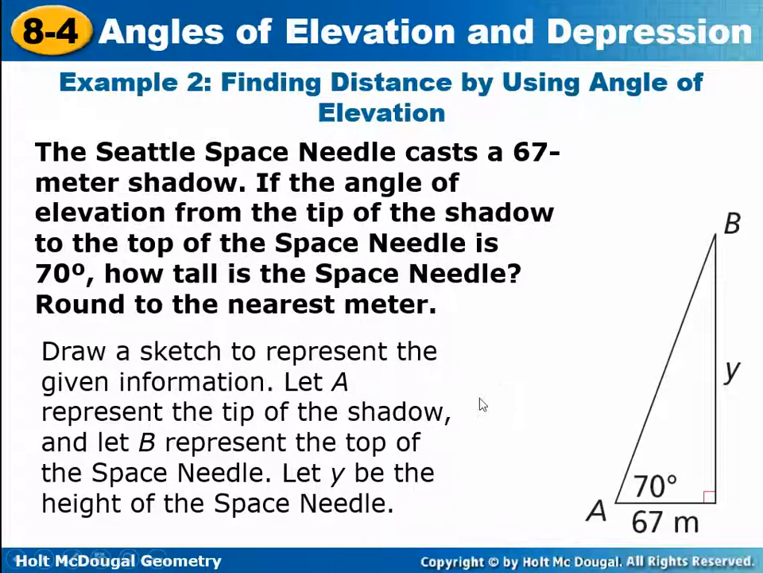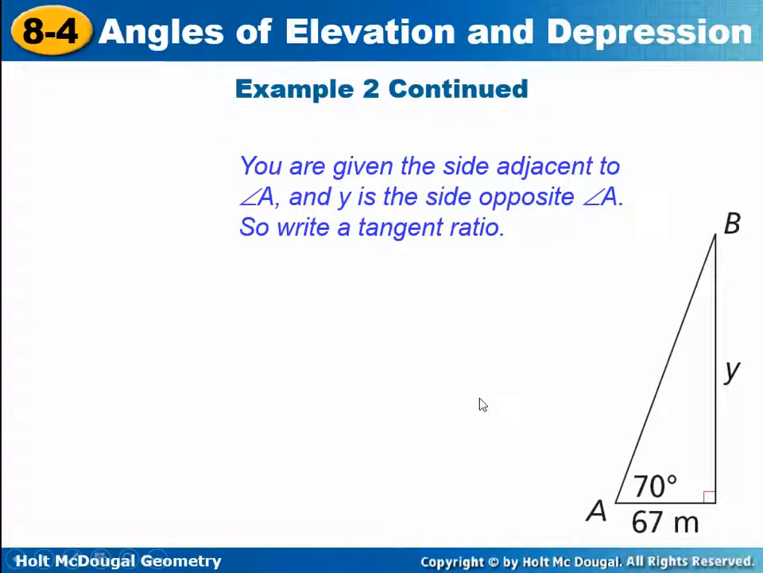We've already got our sketch. All right, so we are given the angle 70 degrees, and we're given the side adjacent to it. That's the touching side. And we're looking for the side opposite. Tangent is opposite over adjacent, so tangent's going to work really well. So we're going to write tangent of 70 equals opposite y over 67.